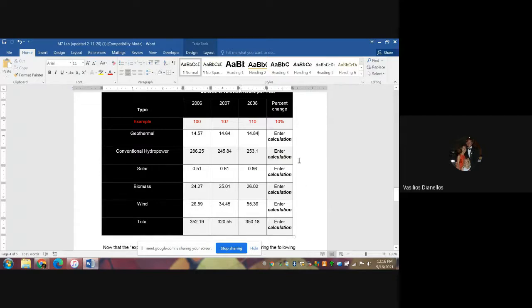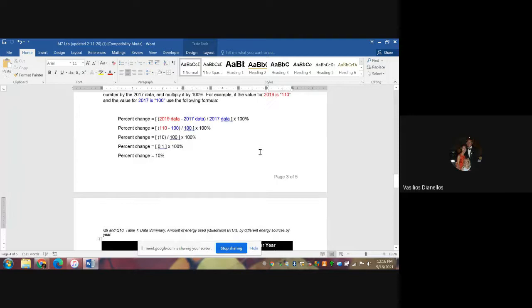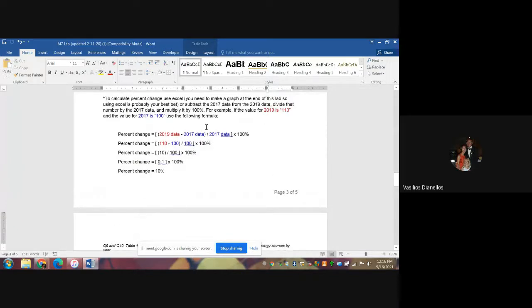Now we need to make some calculations. We need to see how it's changed. And to do that, we're going to take the final amount, subtract the original amount, and then divide it by the original amount. You can refer back to the example I've written up here, looking at 2017 through 2019. Again, we take the most recent data, the final, minus the original, and then divide by the original.